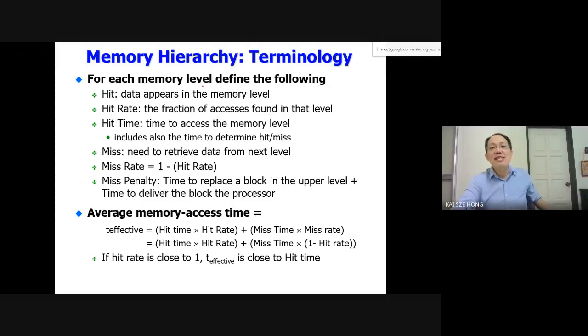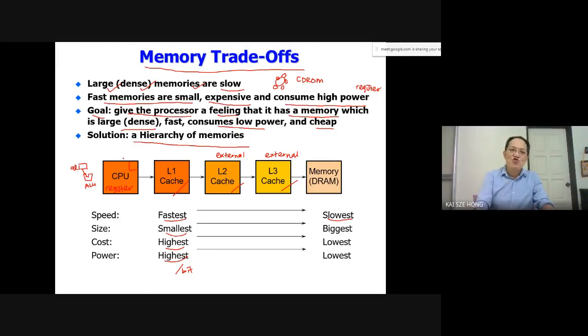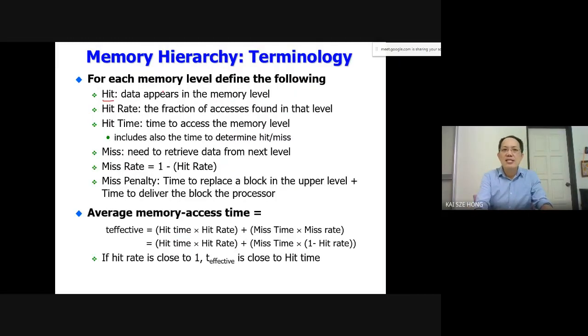For each memory level, define the following, okay? Let's say I want to access an address of 20. The CPU wants to access address 20, yeah? So they will try to find whether L1 has a 20 here or not, okay? If the data exists here, then there will be a hit. So hit means the data appeared in the memory level.